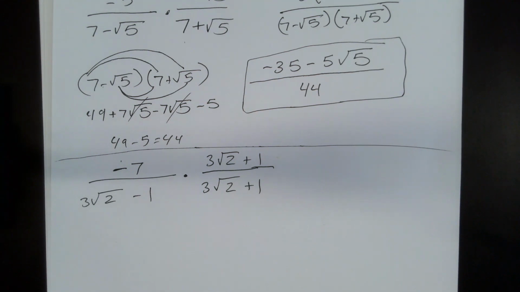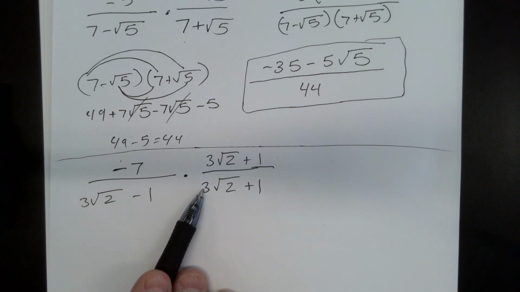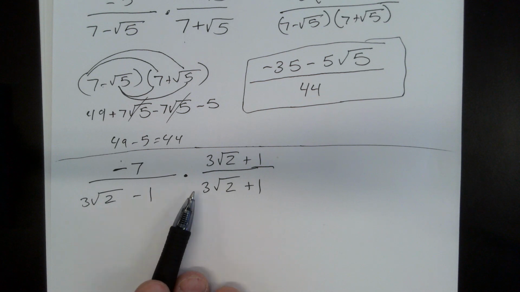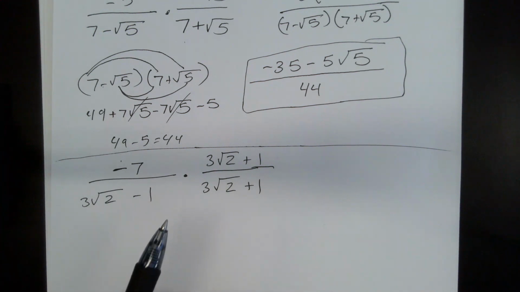Now, one of the biggest issues we always have whenever we do these, if this happened to be a negative out here, we don't care about this sign. This sign would still be a negative over here. So if this was a negative out here, it'd still be a negative. The only sign you change is the sign in the middle.